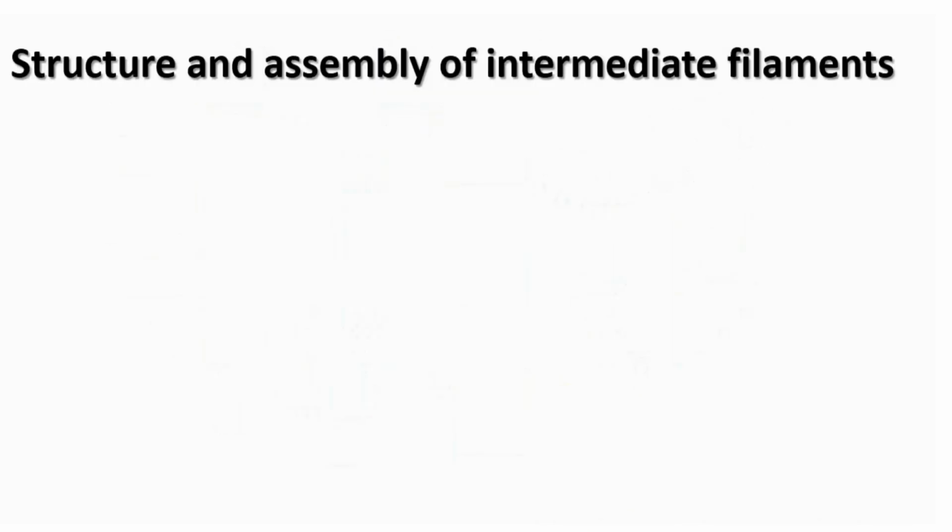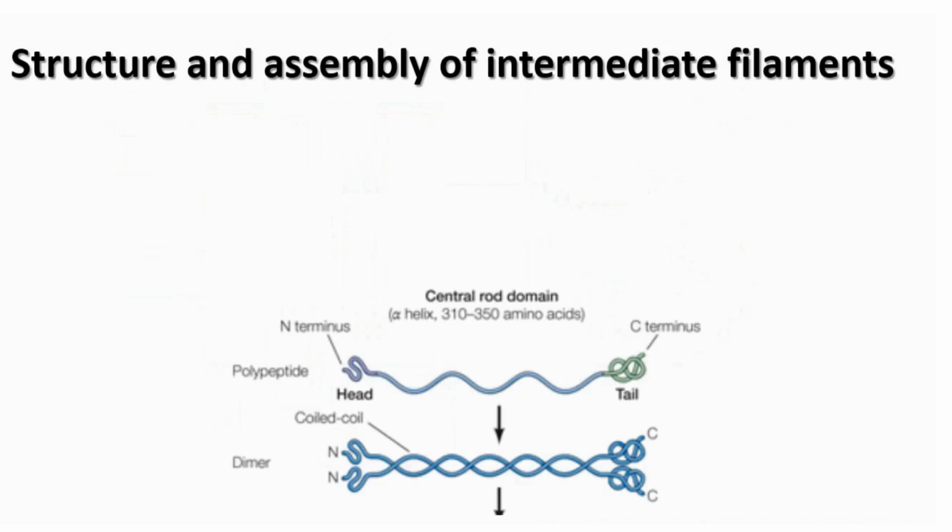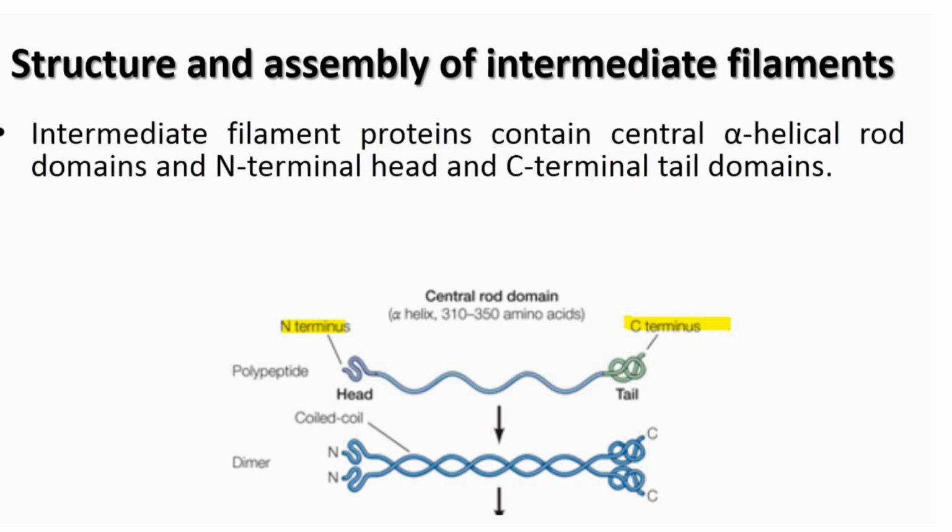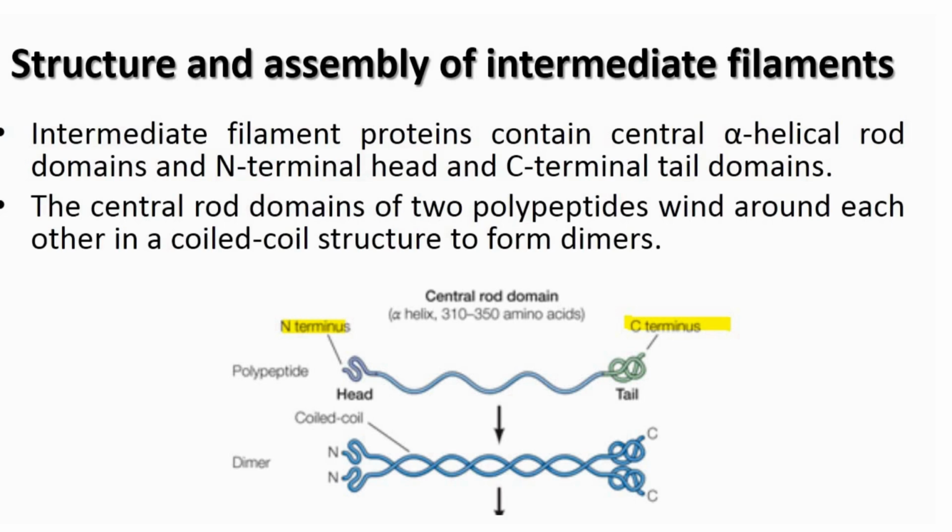Now we study the structure and assembly of intermediate filaments. You have an N-terminus and a C-terminus domain. It's a central rod domain consisting of an alpha helix with 310 to 350 amino acids. The intermediate filament proteins contain central alpha helical rod domains and an N-terminal head and a C-terminal tail domain. The central rod domains of the two polypeptides wind around each other in a coil structure, and ultimately after coiling it forms dimers.